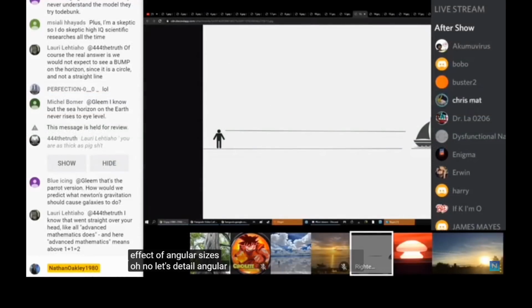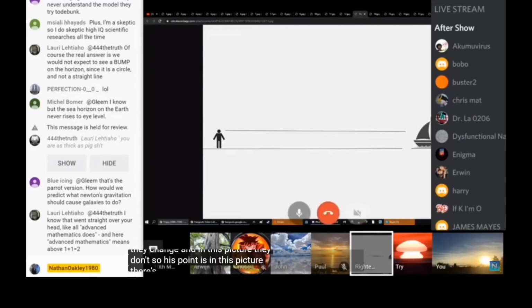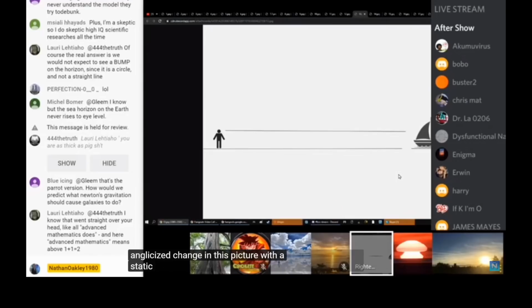Oh no, let's detail angular sizes and how they change. And in this picture, they don't. So his point is, in this picture, there's no representation of an angular size change. Well, no, that's because there's not a second boat in the picture and two lots of angles being drawn to it. So no, based on your language, no, you don't need to argue very much about an angular size change in this picture with a static boat.